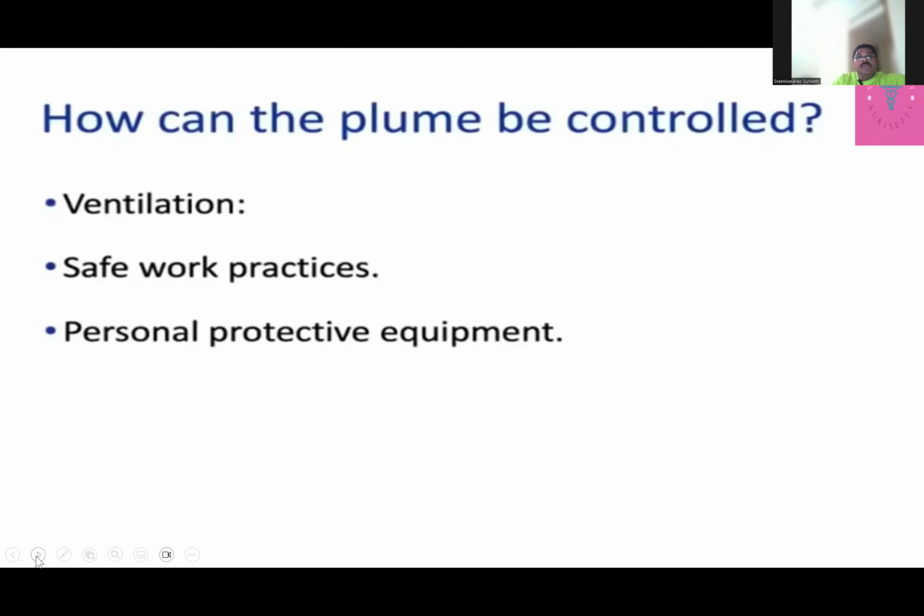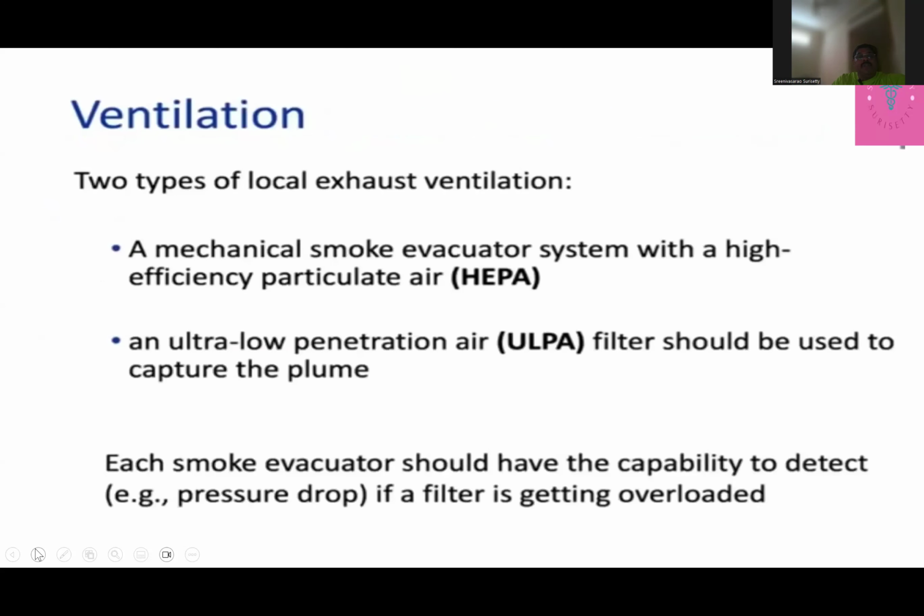This is very important. The plume can be controlled by ventilation, safe work practices, and personal protective equipment. For ventilation, there are two types of local exhaust ventilation: a mechanical smoke evacuation system with a high efficiency particulate air filter, and second, an ultra penetration filter. HEPA filters should be used to capture the fumes. Each smoke evacuator should have the capability to detect if a filter is getting overloaded. HEPA filters and ULPA filters.